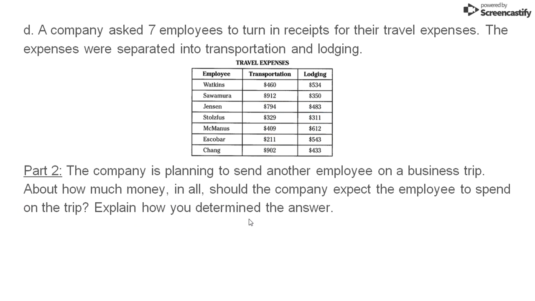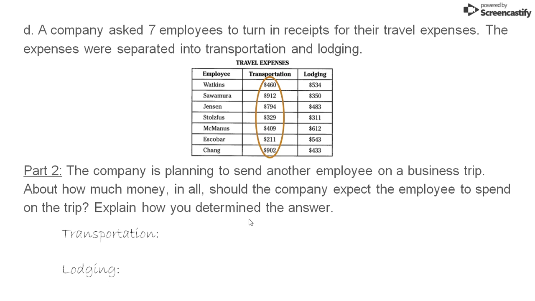Taking a look at part 2, the company is planning to send another employee on a business trip, and they want to know how much money in all should the company expect the employee to spend on the trip. So we want to make sure that we are analyzing, again, these separately because they do not affect each other directly. They are unrelated. So analyzing the transportation, we need to figure out what's the average cost that they're spending on transportation. So we're going to take all of these values, we're going to add them together, and since we are finding the average, that really means we are finding the mean.